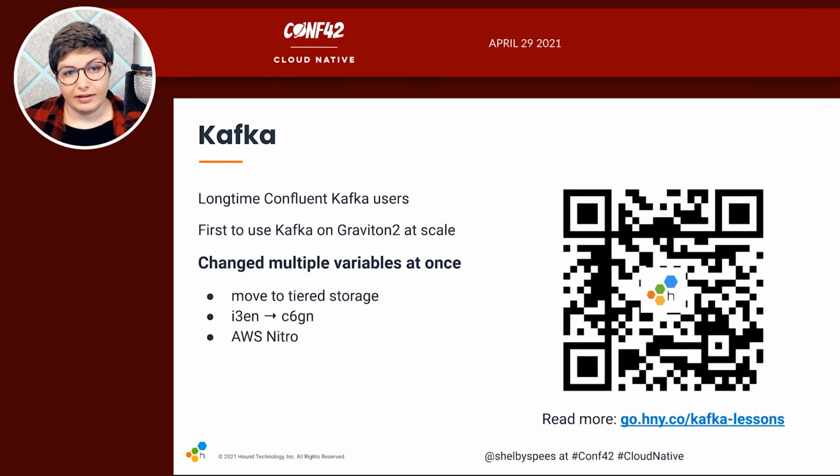So we were actually testing Kafka on Graviton2. We were so early, we were testing it before even Confluent had tried it on the new architecture. And we're probably the first to use it for production workloads. And we ended up changing too many variables at once.